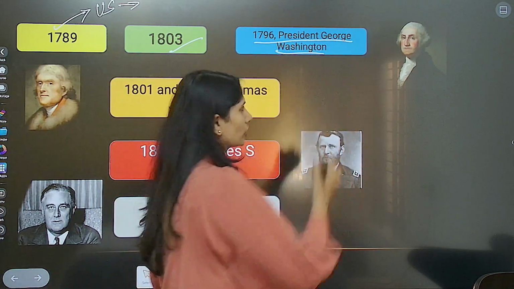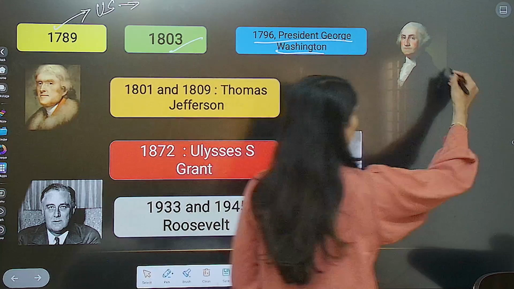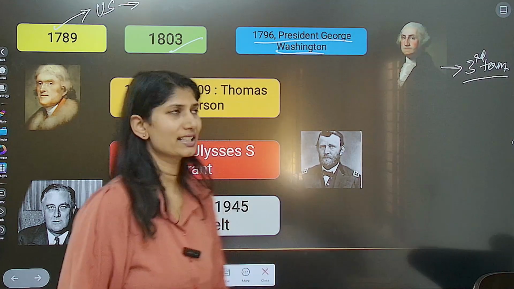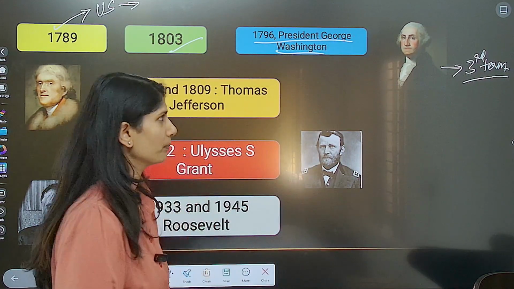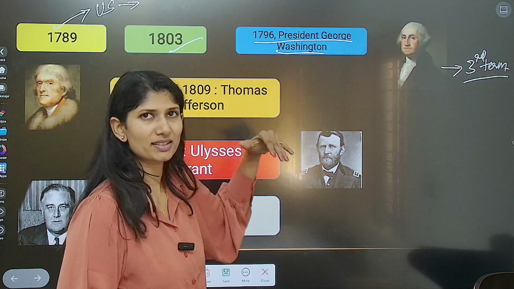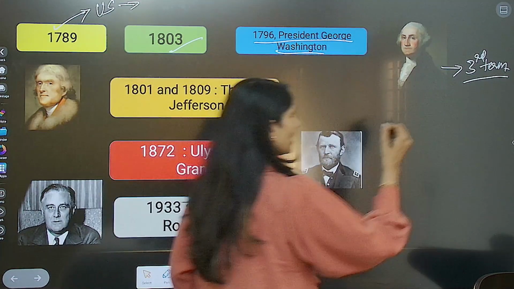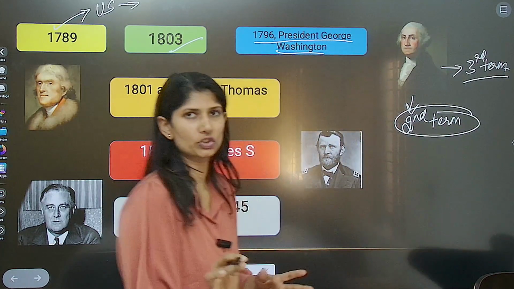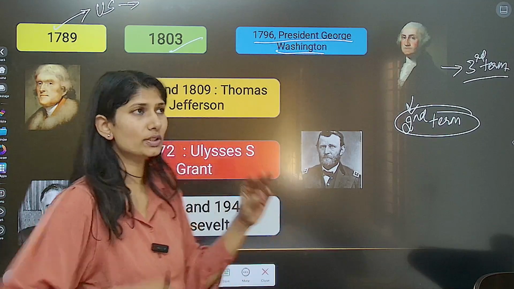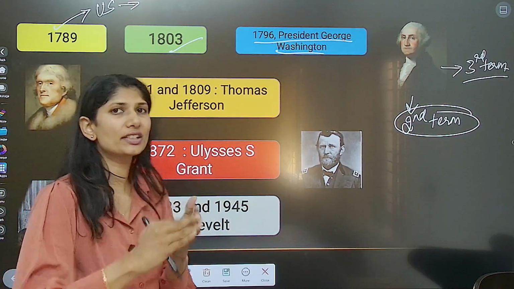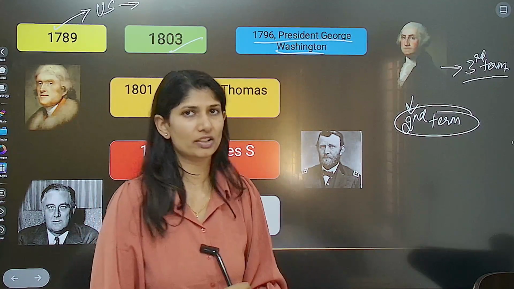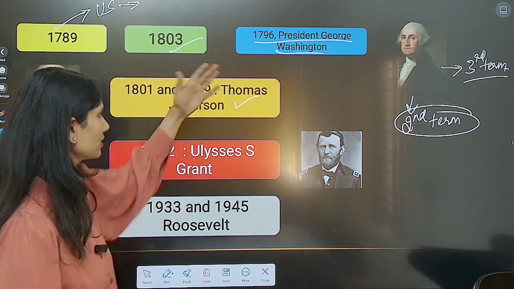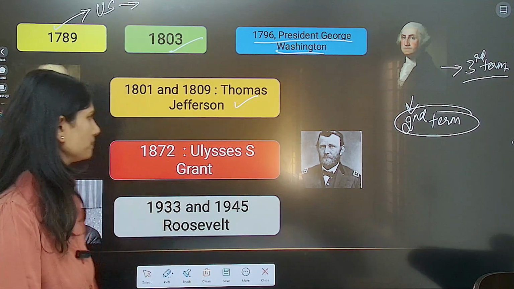In 1796, President George Washington completed 2 terms, and when he was asked for a third term, he strictly declined. He said he will not participate for a third term. So from then on, the presidents started following the same rule. They would only participate for 2 terms, and after the second term, they would reject it. So this became an unwritten law that all the upcoming presidents followed. The same was followed by Thomas Jefferson in 1809. He did not agree to contest for a third term.